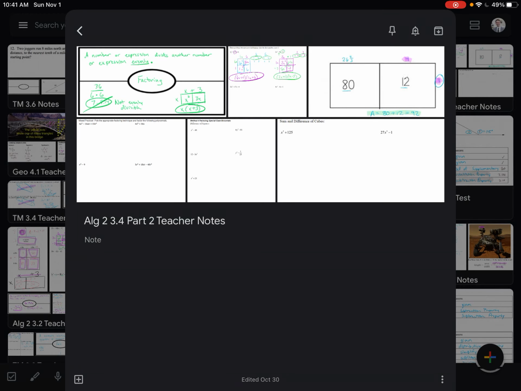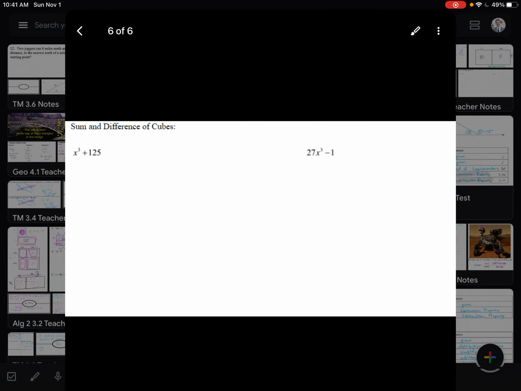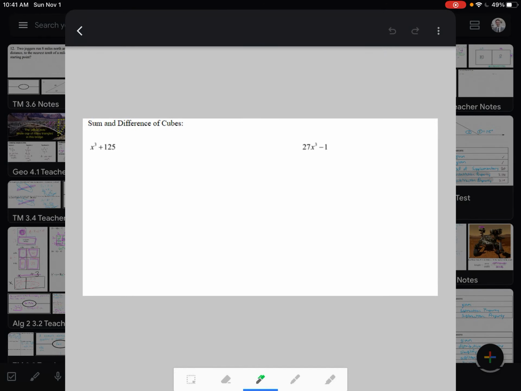All right, so let's go on to our next example, which is what happens when we have the sum or difference of cubes, so to the third power. Everything we've done so far is to the second power, but what happens when we go to the third power? So specifically, this is what we're going to focus on this unit and this day and this year, is only for cubes. We have sum and difference, and each of those have a different formula.